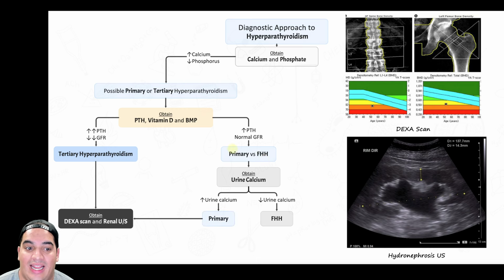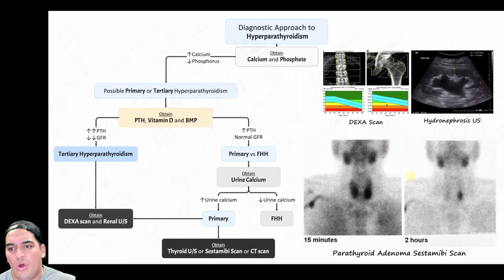And then again, in any primary or tertiary hyperparathyroid state, you should get a DEXA scan, look to see if there's any true bone disease, and then get a renal ultrasound. Look to see if the kidneys are really getting damaged, if they have a lot of nephrolithiasis or hypercalciuria. Okay? One more thing. In tertiary, we know the cause. It's the kidney damage. I can identify that based on the GFR.